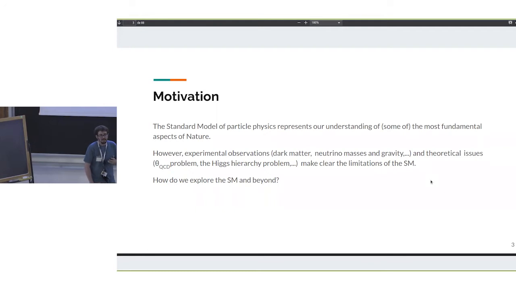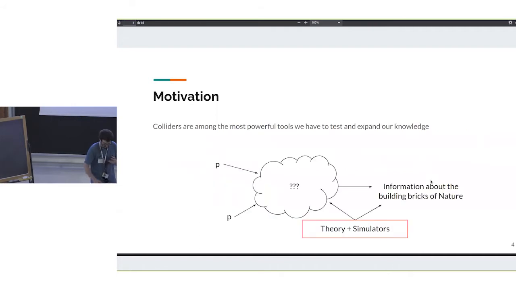And right now, it's a fair question to ask, what's the best way to explore the standard model? One of the best avenues to explore the standard model is to run collider experiments. So this is a very rough diagram of what a collider experiment is like. Basically, we collide, in this case, two protons. It could be different things. We have something that happens in the middle, God knows what. And then we have information, hopefully, about the building bricks of nature.